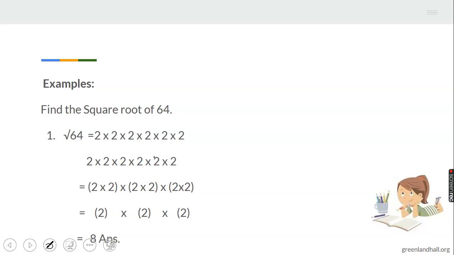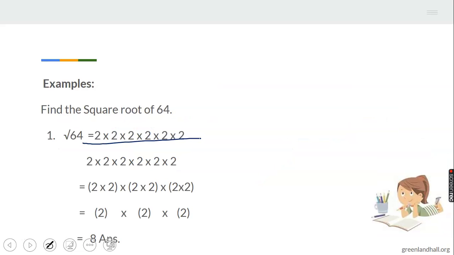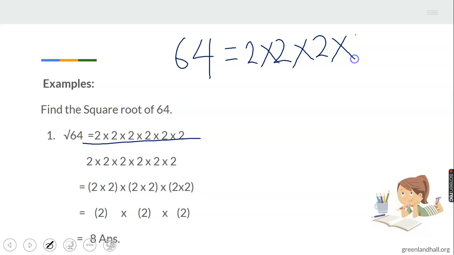Find the square root of 64. Now, first, express the number in its prime factors. Good. So we are coming here to express the number 64 in its prime factors. This is 2 times 2 times 2 times 2 times 2, and one more times 2. Alright. Now, this is the prime factorization of 64.